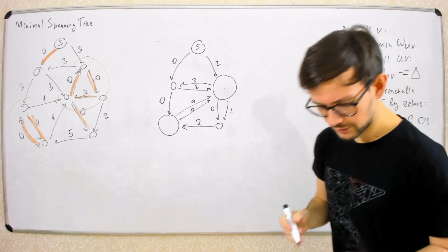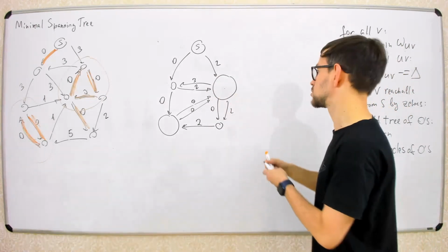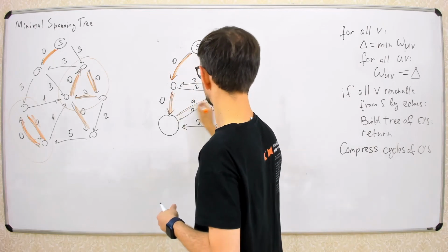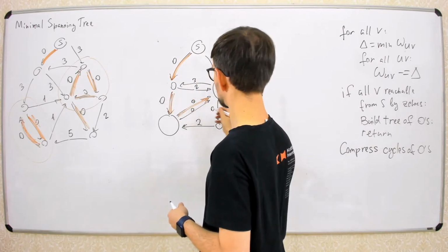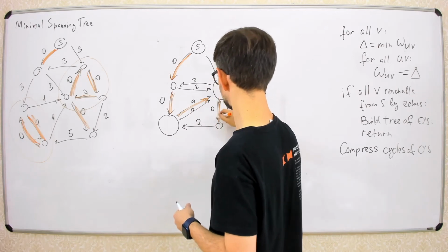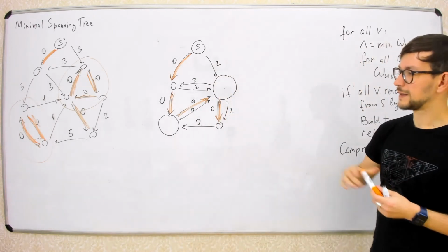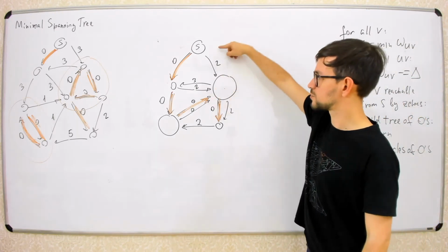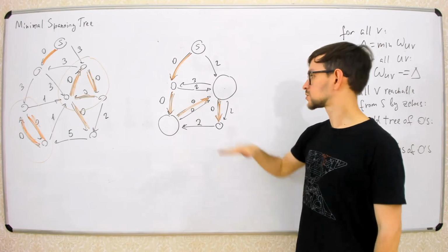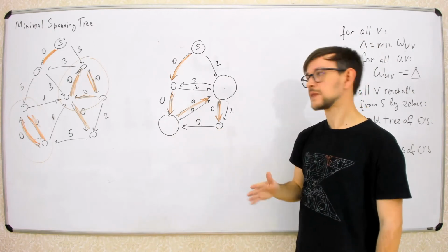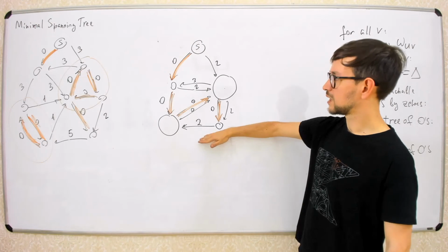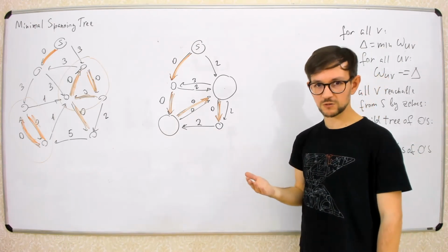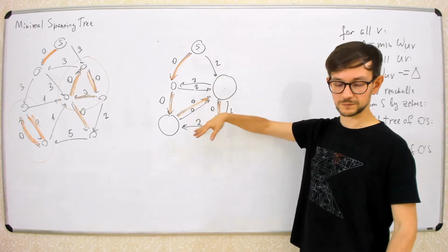And again, we look at all the 0 edges. So we have this 0 edge, this 0 edge, this 0 edge, any of them actually, and this 0 edge. And now in this graph, everything is connected, every node is reachable from node S. So this is a valid tree, yeah? So here we have a tree of zeros, and we can't have less than 0. So this is the optimal tree for this graph.